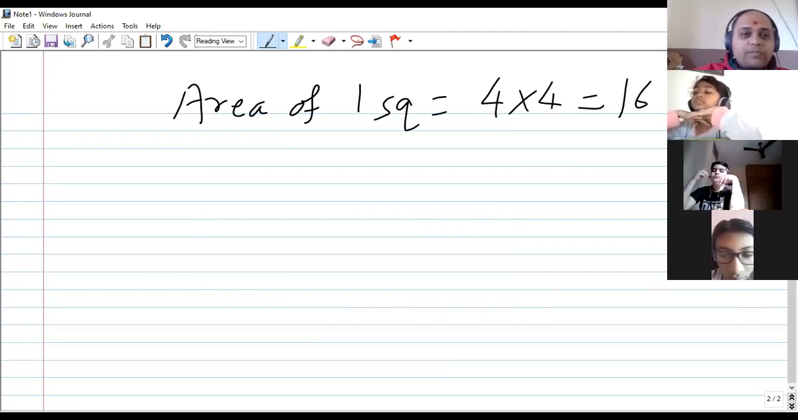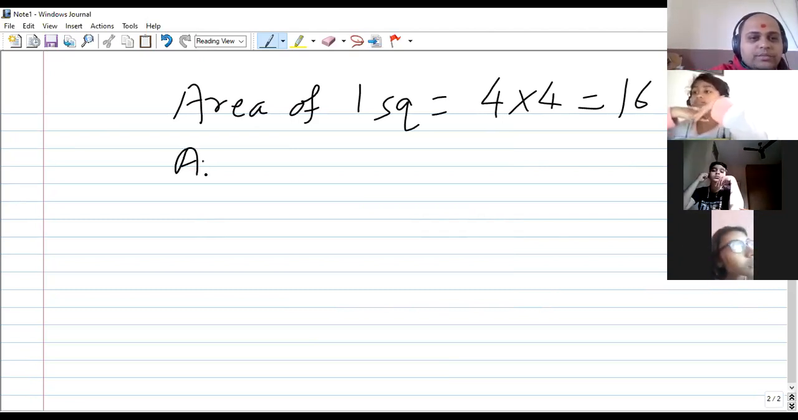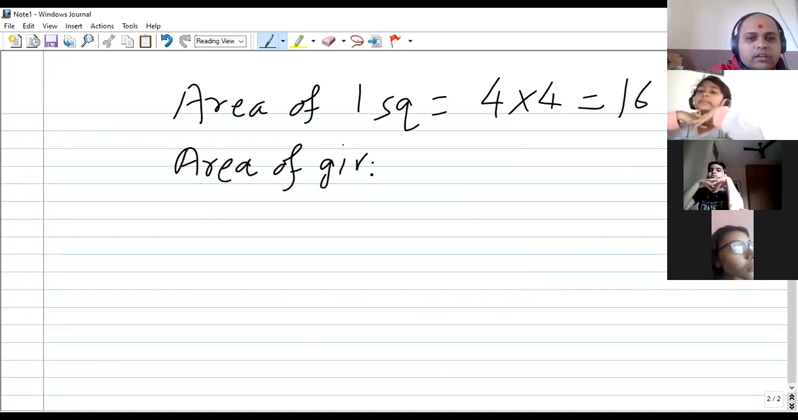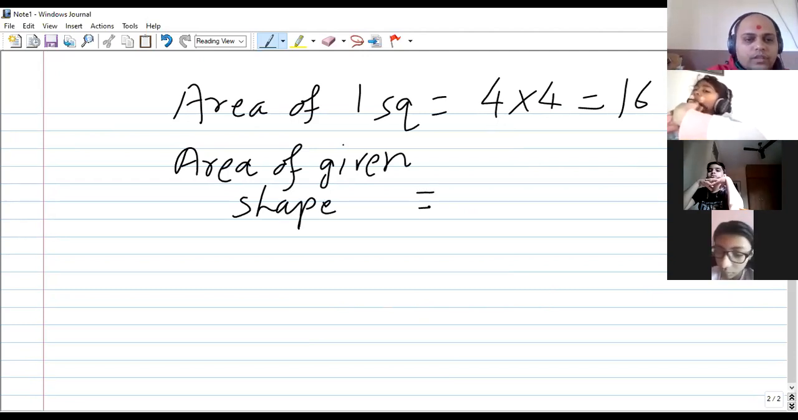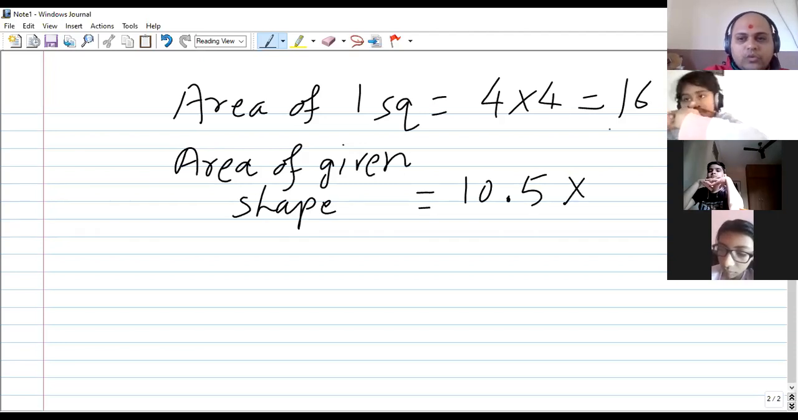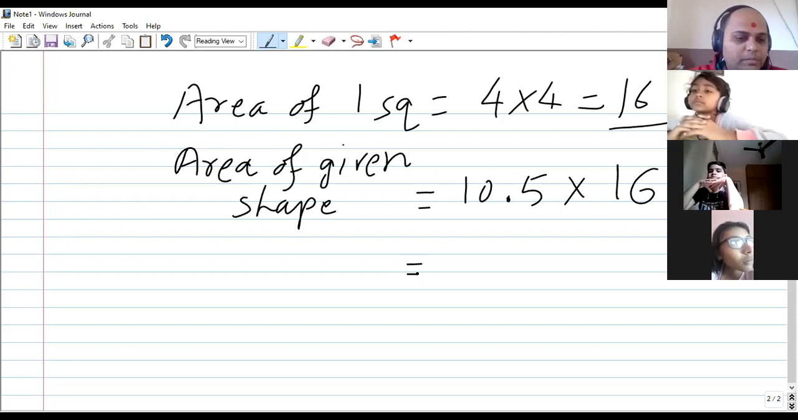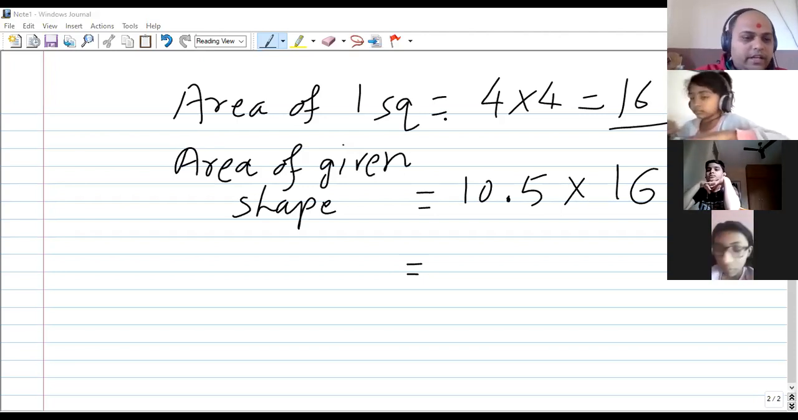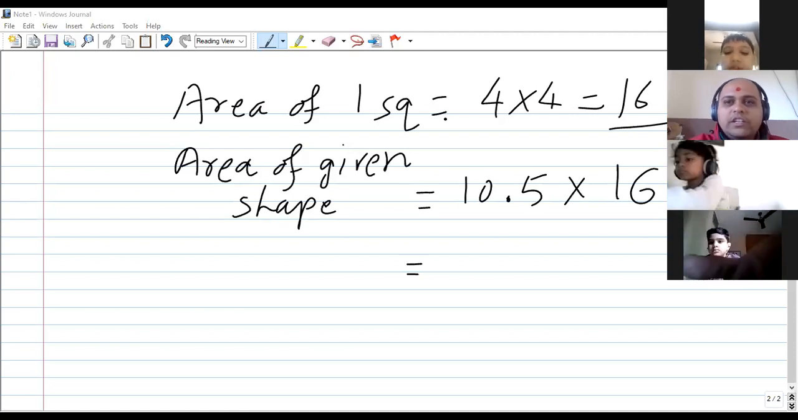Now the area of the given shape is equal to what will come? We have the number of squares, 10.5, into the area of one, which is 16. So what will be the answer? You have to multiply 16 into 10.5, right? 16 into 10.5, what will be the answer? Come on everyone, give me the answer there.